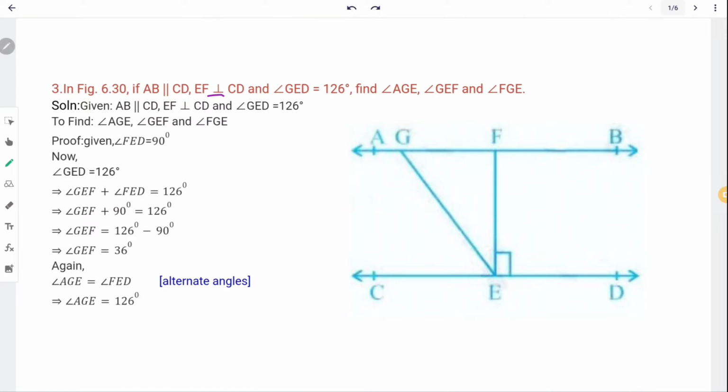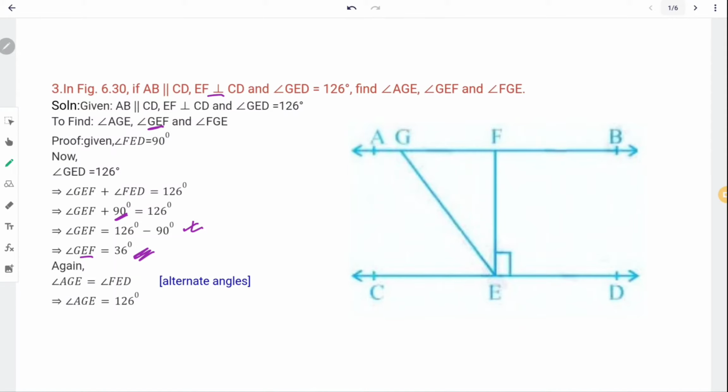Then FED we already know, from here till here, is 90 degrees. So just substituting the value, in place of FED you can already see here 90. So next, send this 90 to the other side, it will become minus 90. And when you subtract, we're going to get 36 degrees. So we got GEF, this.